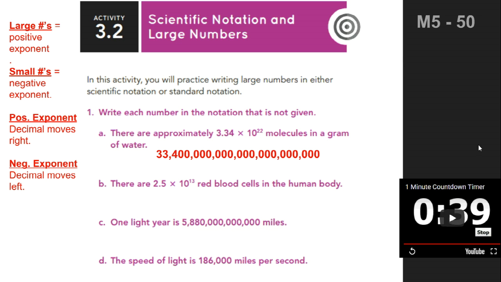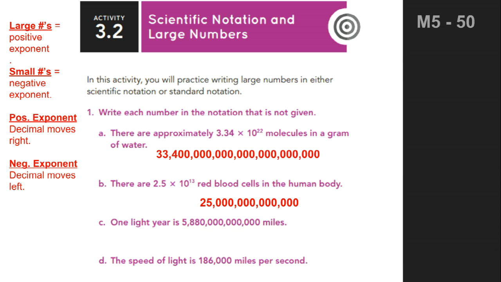So now that our 1 minute is up, let's go ahead and check how we did. Your answer should look like mine. We have 25, and then we should have 12 zeros. Remember, it was moving 13 place values right. One of them is occupied by this 5, and then after that we have 12 zeros. Every 3 place values gets a comma.